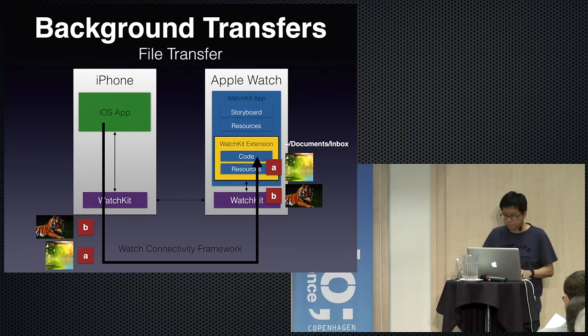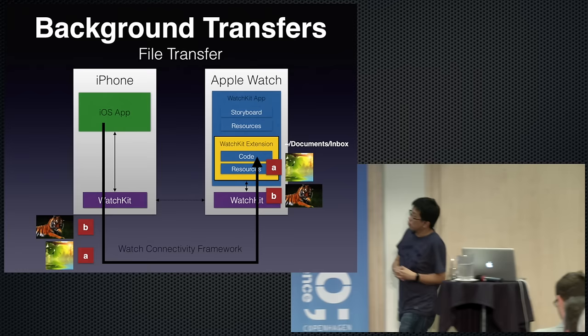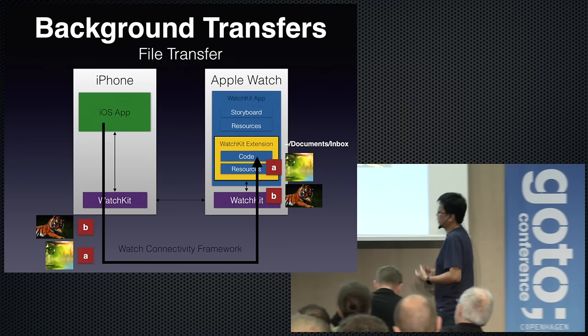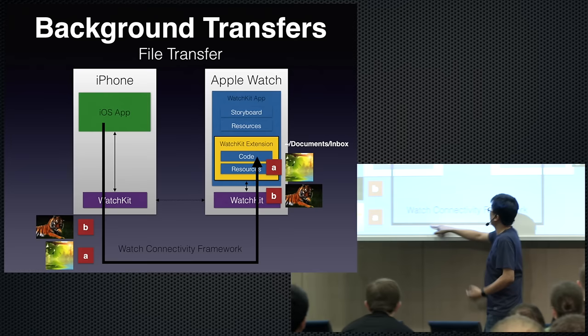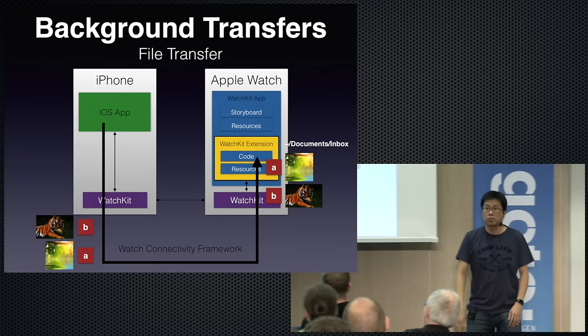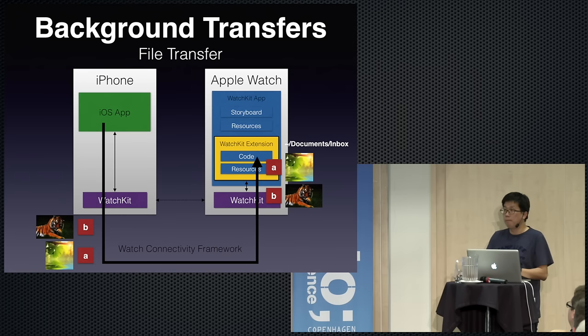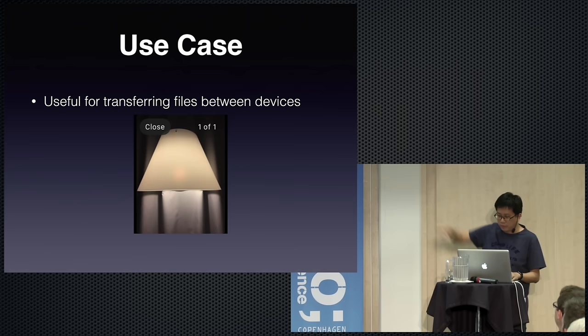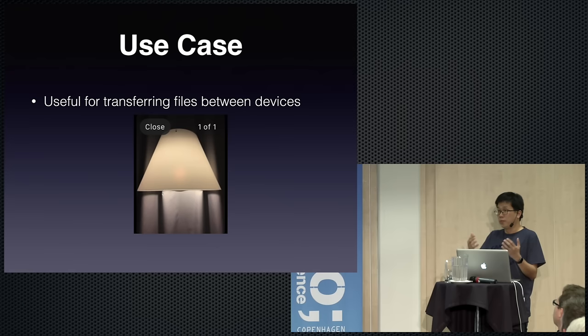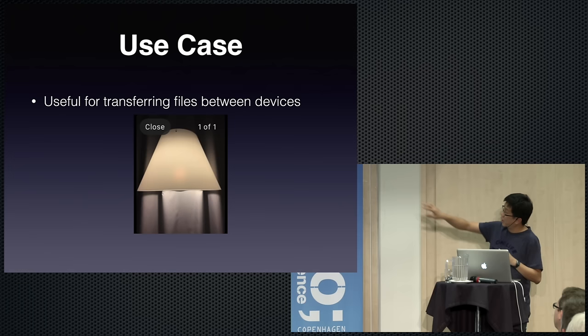Third one, file transfer. And that is when you want to transfer data other than dictionary. You want to transfer images, for example. So in this case, you send your image together with an optional dictionary. It sends over. It is queued up and buffered, and when the application comes to the foreground, it is pushed to the application. So the three methods are all based on background transfer. The use case for this particular file transfer is when you want to send images between devices. Just ignore this diagram. It looks really scary.